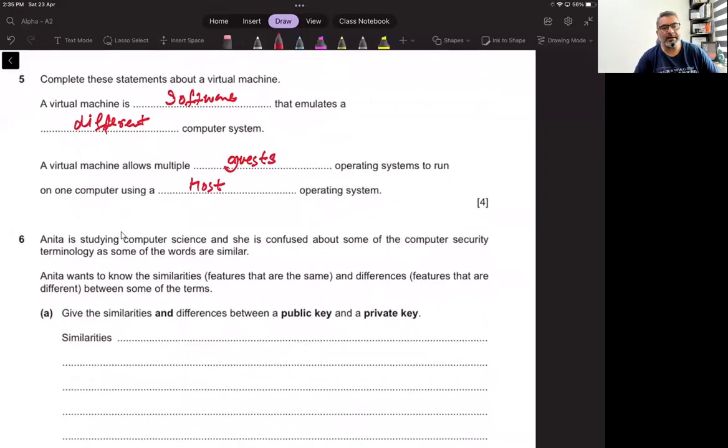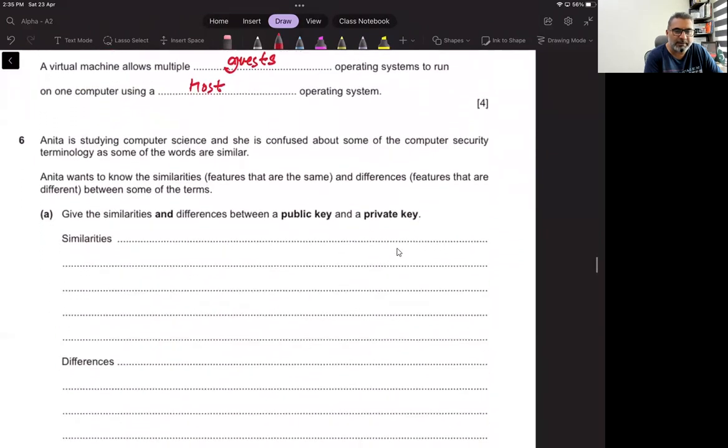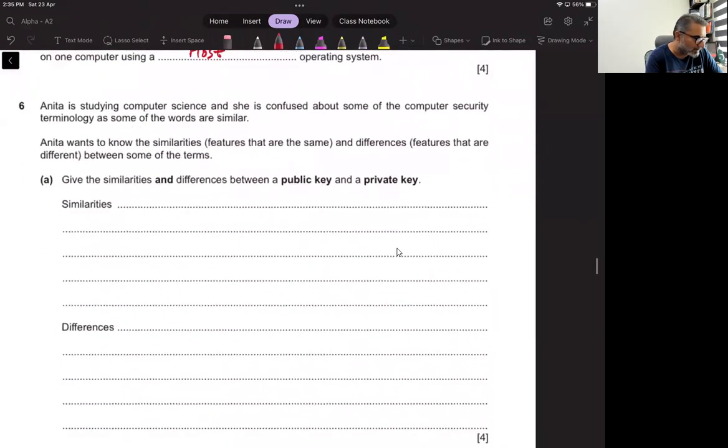Anita is studying computer science and she is confused about some of the computer security terminology as some of the words are similar. Anita wants to know the similarities, features that are the same, and differences, features that are different between some of the terms. Give the similarities and differences between public key and private key.